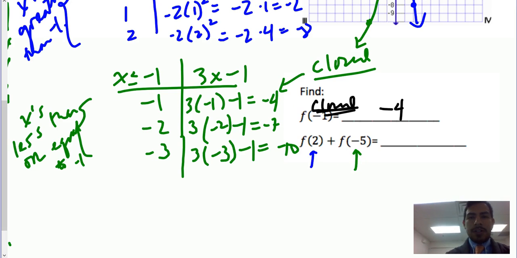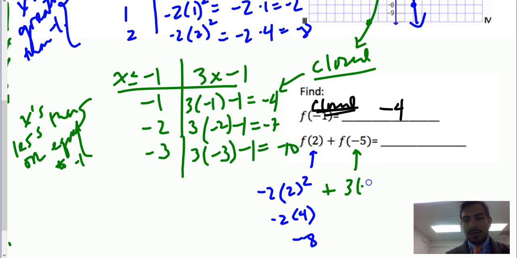So let's get the blue first. f of 2 was equal to negative 2 times 2 squared. And you're saying, Mr. Lake, we already saw this. And then we're going to do plus. Now, what's f of negative 5? Well, negative 5 is the input for green. So let's do 3 times negative 5 minus 1, which means it's going to be negative 15 minus 1, which is negative 16. If I add these two numbers together, I get negative 24.